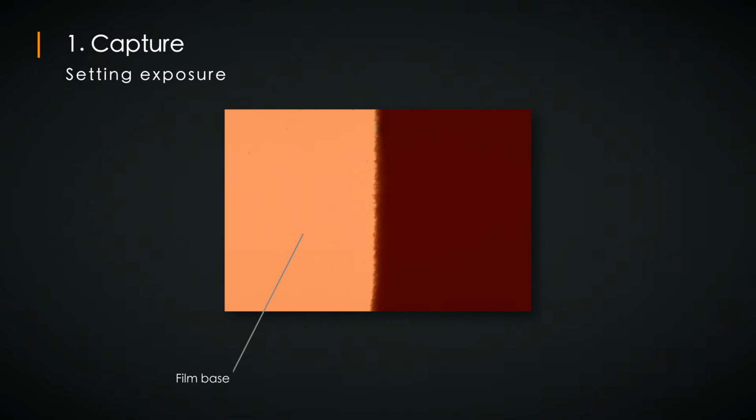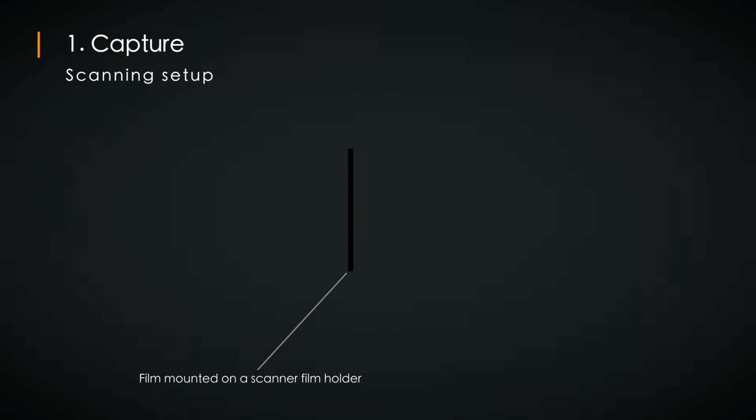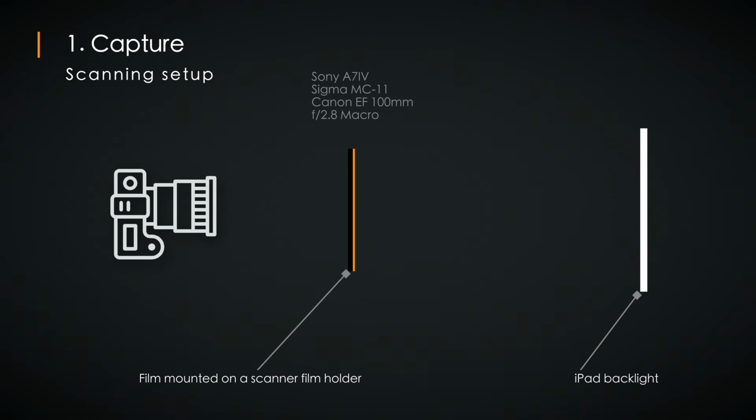Camera exposure was set as a median between the spot-metered transparent film base and burnt tip. Depth of field was enough to compensate for any misalignment between the film and sensor, while keeping the background completely out of focus.